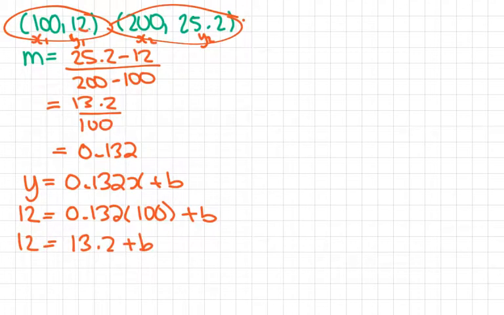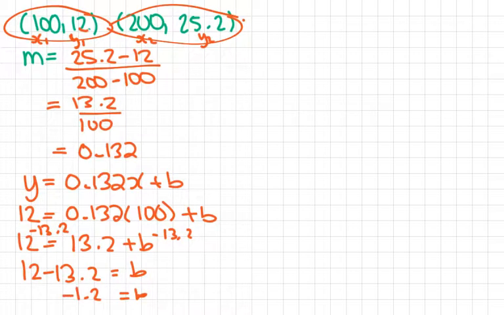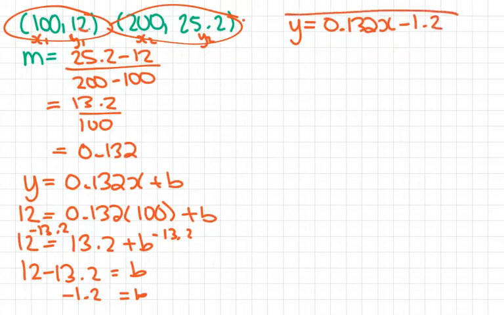Now I need to subtract 13.2 from both sides to find b. 12 minus 13.2 equals b, and b is negative 1.2. So therefore my equation is y equals 0.132x minus 1.2. That's the equation of my line of best fit. So now letter C, that was B.